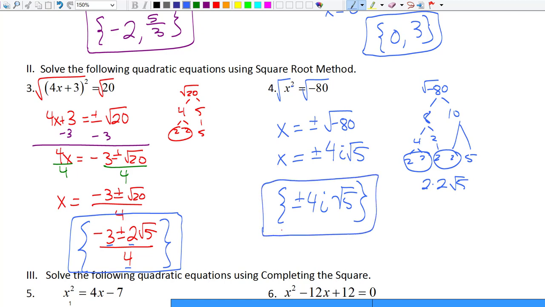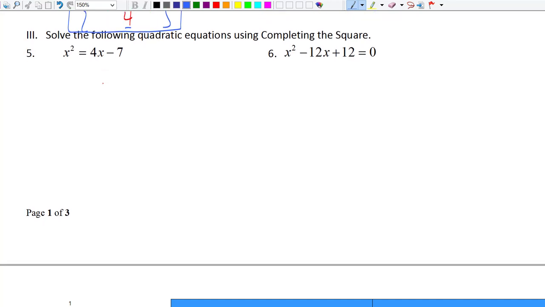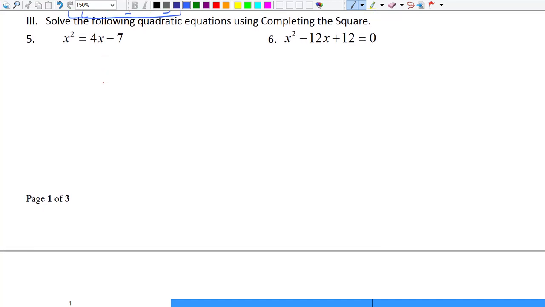And that's it. Notice all quadratic equations are getting 2 answers. Okay, so plus or minus is the one that's getting you the positive part and the negative part, which is again 2. This next section says to solve the following quadratic equations by completing the square.